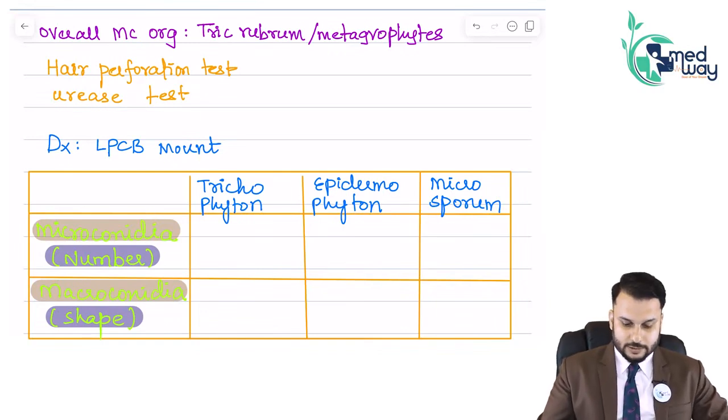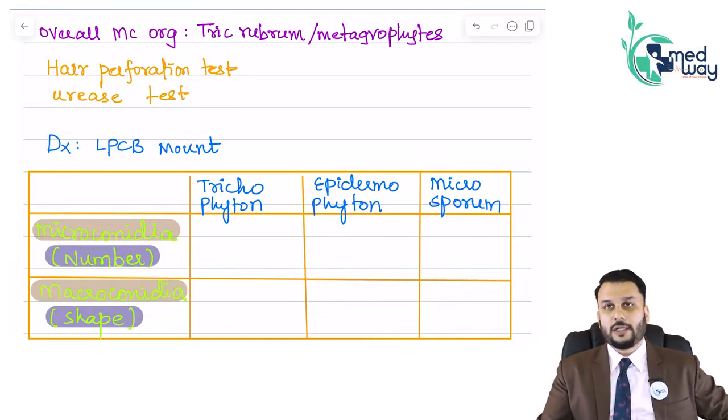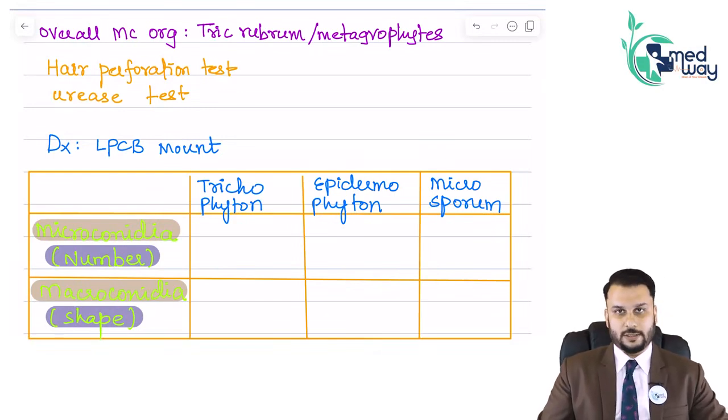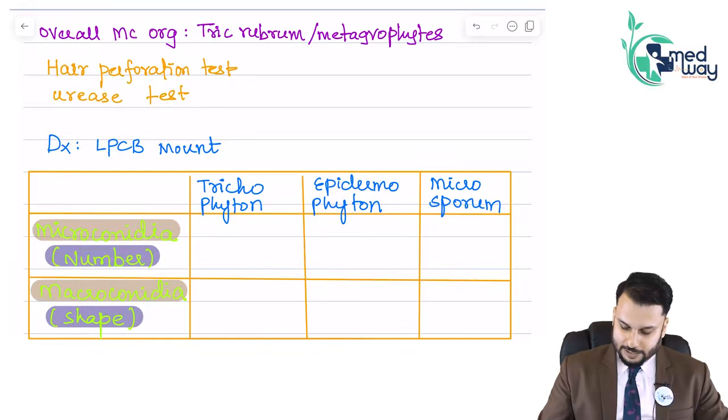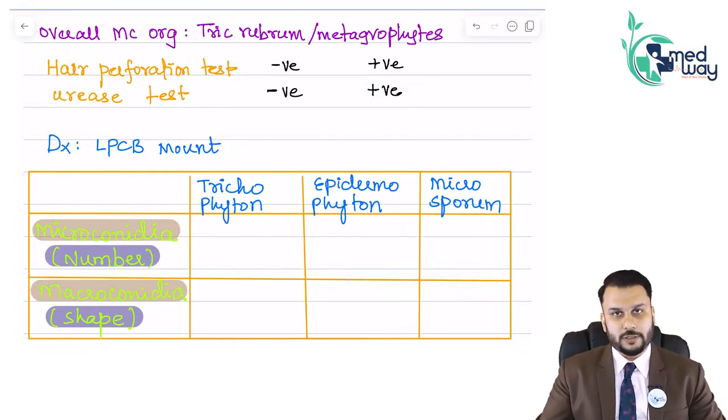All right. Next, since there are two different organisms causing this, there are tests to differentiate them. So what are these tests? Let's try to understand and remember them. One is called the hair perforation test. Another is called the urease test. You have to remember that both of these tests are positive with Mentagrophytes and negative with rubrum. Okay, I hope you guys got this. Both these tests are positive with Mentagrophytes.